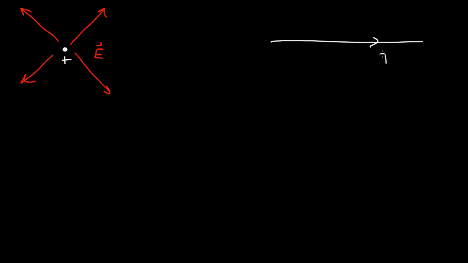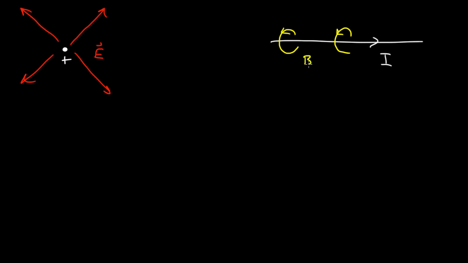You might know that if you've got a positive charge sitting out in space, it's going to create an electric field, and that electric field is going to point radially outward away from the positive charge. And you might know that if you've got a current in a wire, that current is going to create a magnetic field, and that magnetic field is going to loop around that wire. It's going to look something like this.